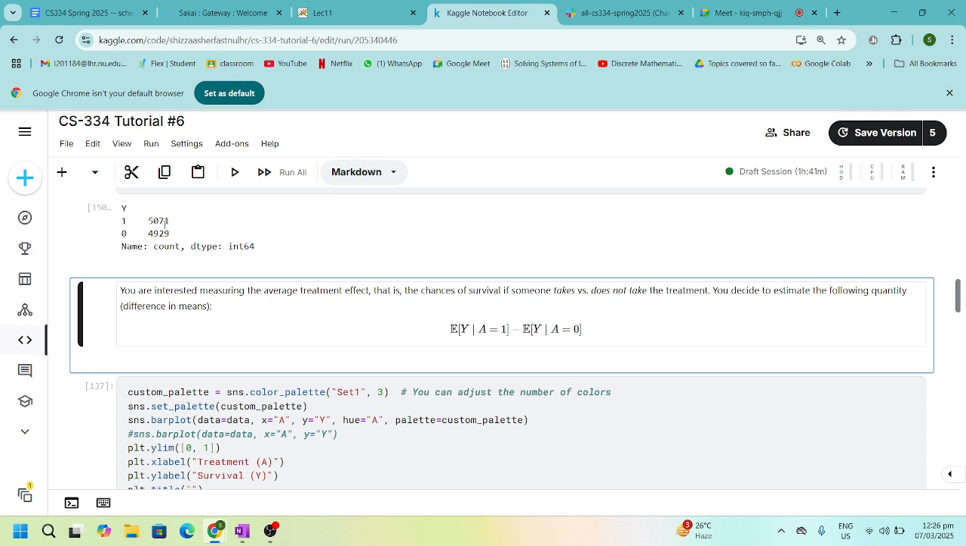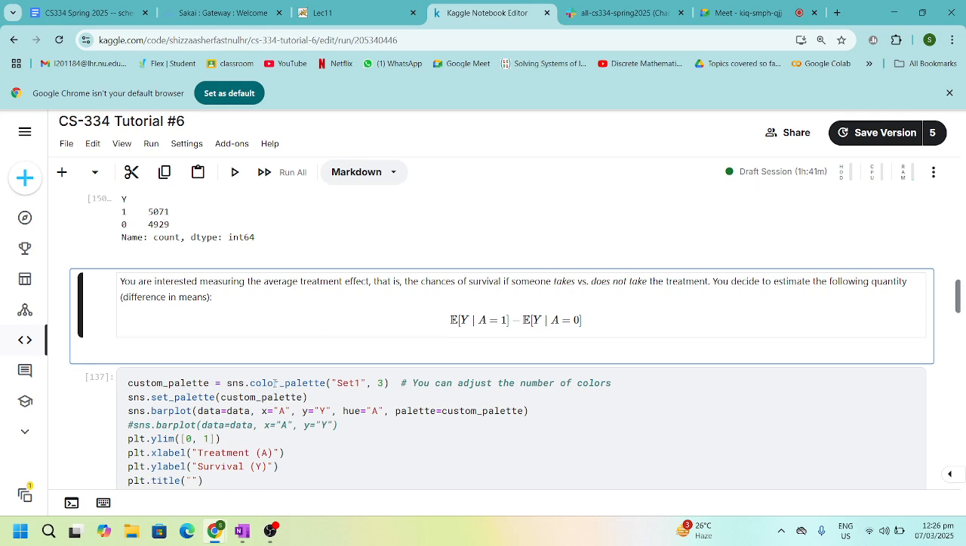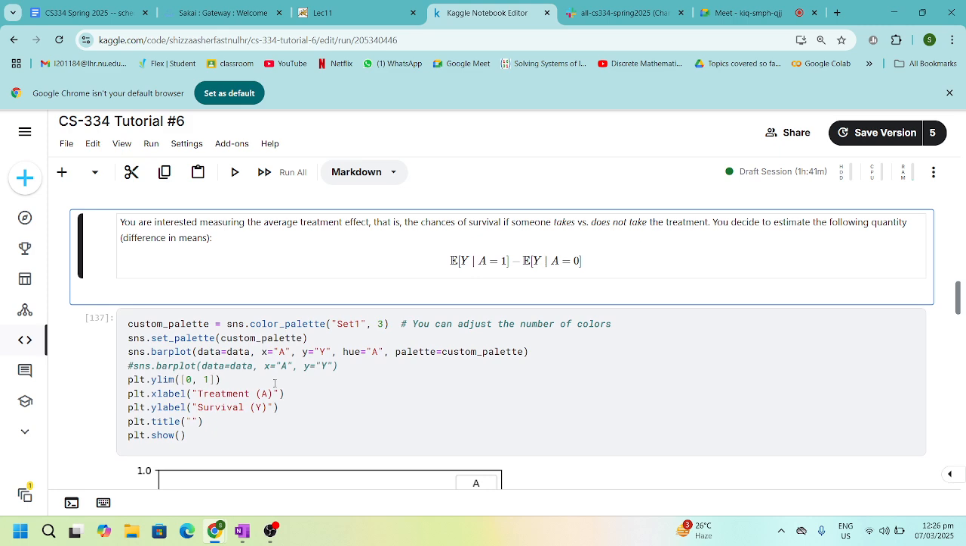It feels like our data seems pretty evenly distributed. So let's see. Now you want to measure the average treatment effect. That is the chances of survival if someone takes versus does not take the treatment. You decide to estimate the following quantity, and I think we all know that the following quantity is simply the difference in means estimator.